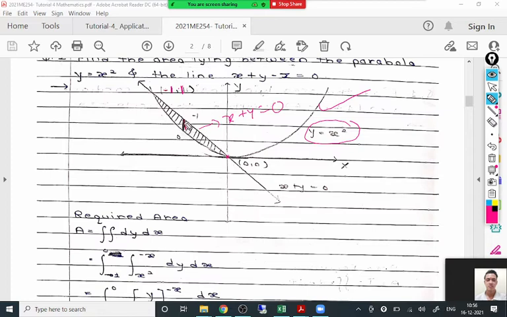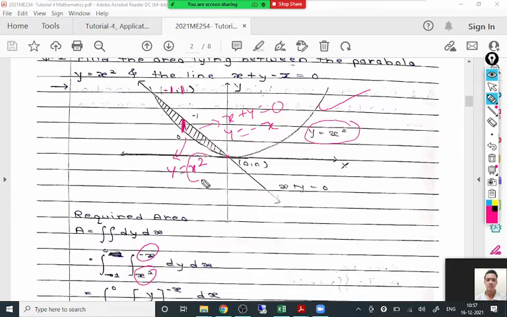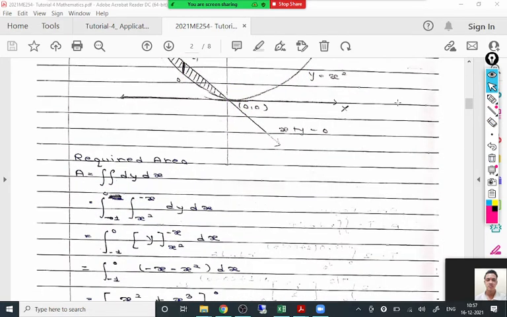Now he has taken a vertical strip. If the strip is vertical, the lower end touches y equal to x square and the upper end touches y equal to minus x. So those are the limits of y: x square to minus x. The minimum value of x is minus 1 and the maximum value of x is 0. Minus 1 to 0 are the outer limits. So whatever he has written is correct here if you take a vertical strip.